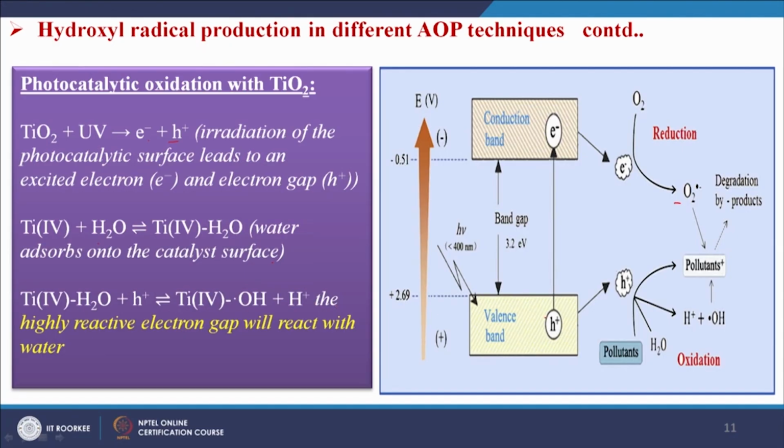So, on this solid catalyst, TiO2, one OH dot radical is generated. That OH dot radical will help to further oxidize the pollutants to a more elemental form. So, this is the mechanism for the photocatalytic oxidation with TiO2. The highly reactive electron hole will react with water.